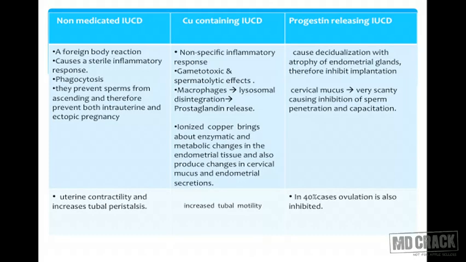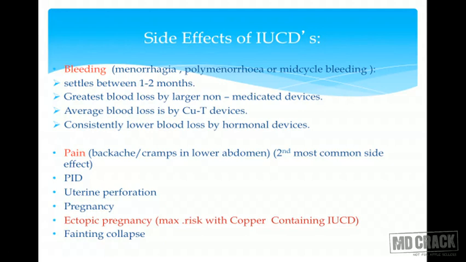In progesterone releasing IUCDs, a small quantity of progesterone is released every day, and that leads to decidualization of the endometrium, and gradually the endometrium goes on becoming atrophic. The endometrium doesn't grow as it grows under the influence of estrogen, because there is constant local progesterone acting on it, and that inhibits implantation. Also, cervical mucus causes inhibition of sperm penetration and capacitation. So both ways it acts, and in 40% of cases even ovulation is inhibited when a progestin containing or releasing IUCD is used.